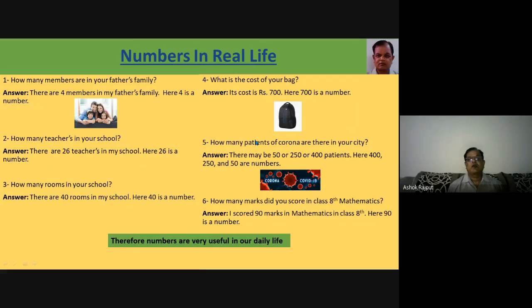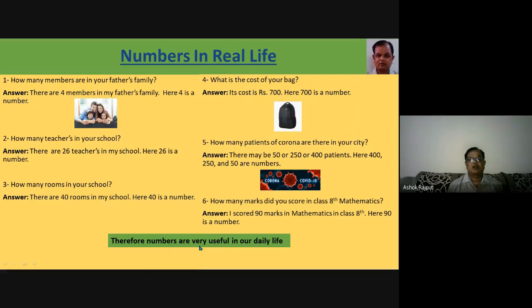Next question, how many patients of corona are there in your city? Answer, there may be 50, 250, 400 patients. Here 400, 250 and 50 are numbers, as you are seeing in the pictures. Then the next, how many marks did you score in class 8 mathematics? Answer, I scored 90 marks in mathematics in class 8. Here 90 is a number.